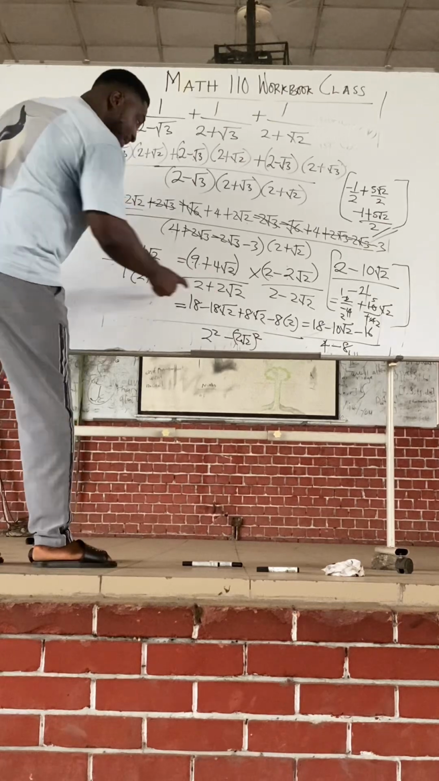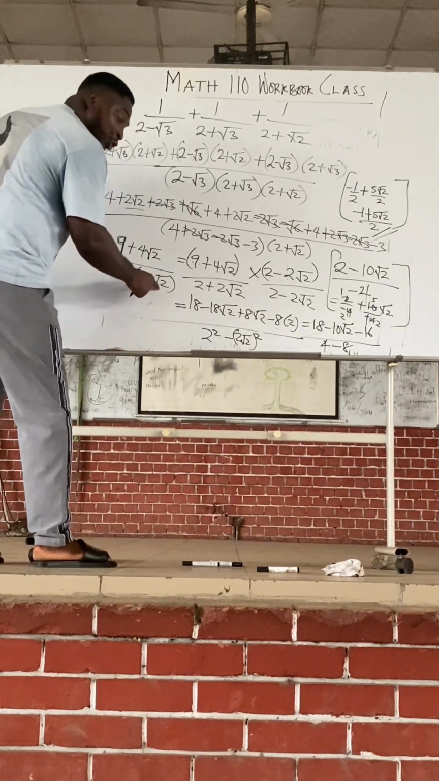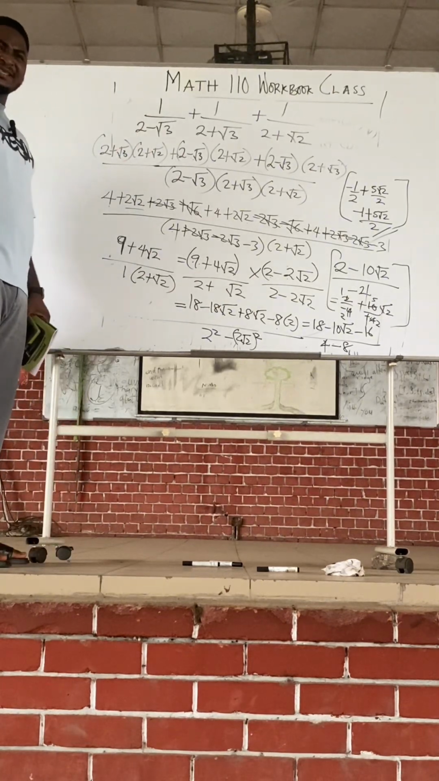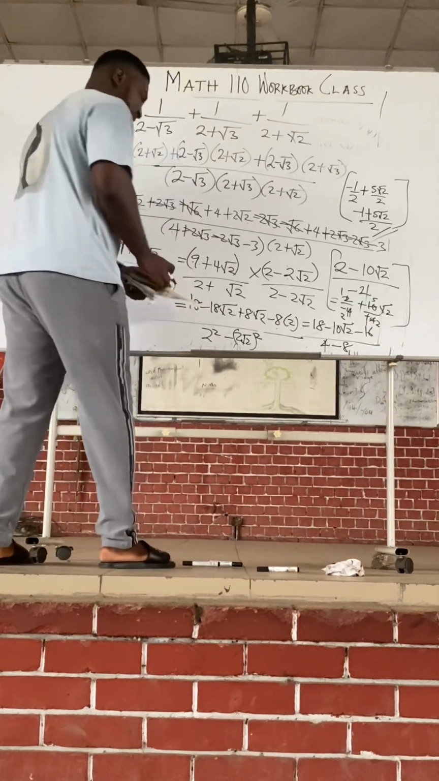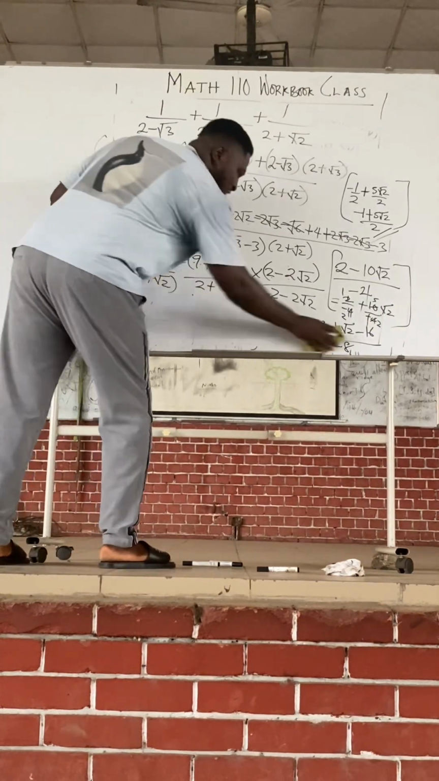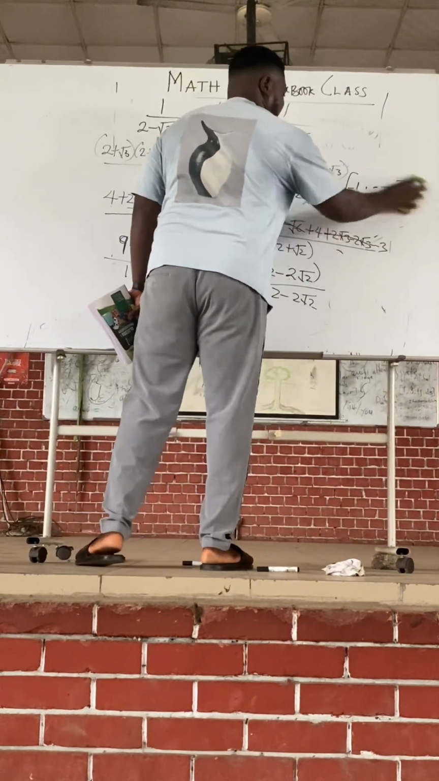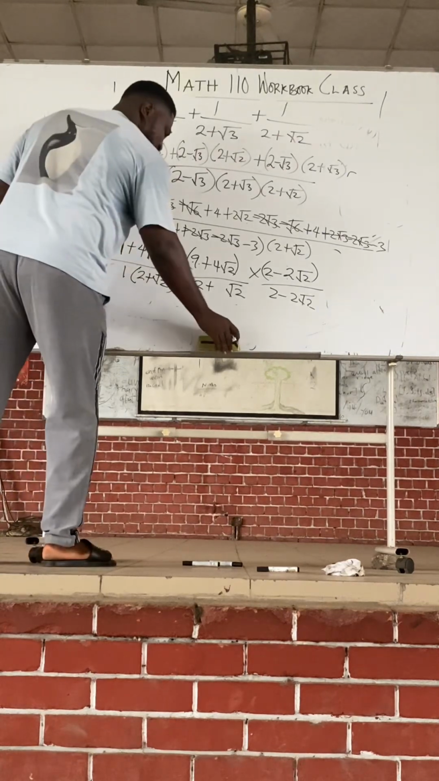Where did these 2 come from? It's supposed to be root 2, right? Where did I put 2? Why didn't you tell me since? I was rushing. Class, this is wrong. See why it's not good to just copy. But still, thank you.